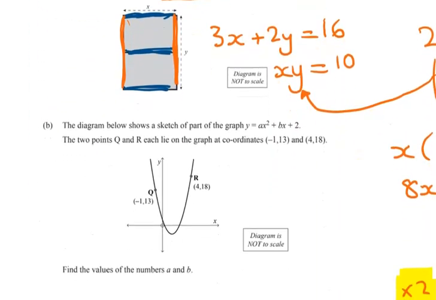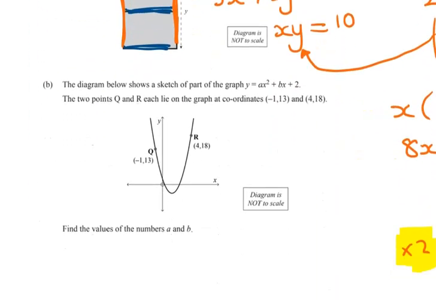All right, let's look at the last one, which I think is a really nice question because it links into graphs of quadratics. The diagram below shows the sketch of part of the graph of this parabola, y equals ax² plus bx plus 2. And that should look pretty familiar, right? It's a quadratic, and we haven't been told a or b. We've got 2 points on the graph. One has coordinates (-1, 13), and one has coordinates (4, 18). And we have to find the values of the numbers a and b.